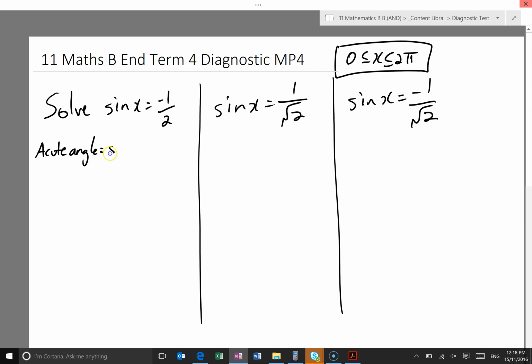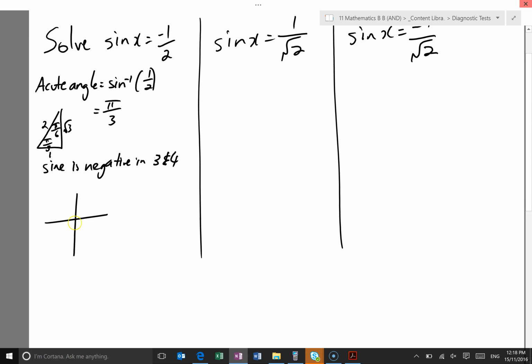The acute angle is which angle gives me a sine of a half. Okay, that angle is going to be pi on 3. I'm looking for where sine is negative. It's in quadrants 3 and 4. So I'll draw my unit circle, put pi on 3 off the x-axis in those two quadrants. I'll have pi plus pi on 3 and 2 pi minus pi on 3. So my solutions here will be 4 pi on 3 and 5 pi on 3.